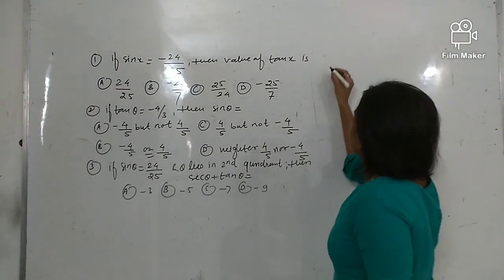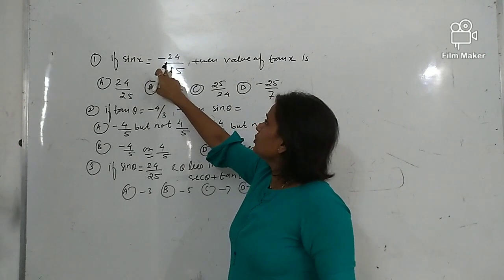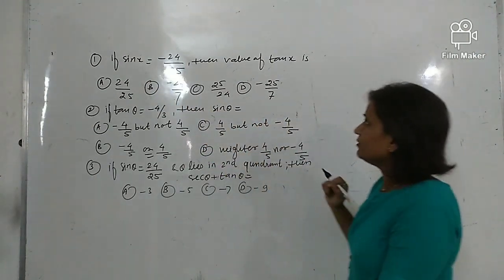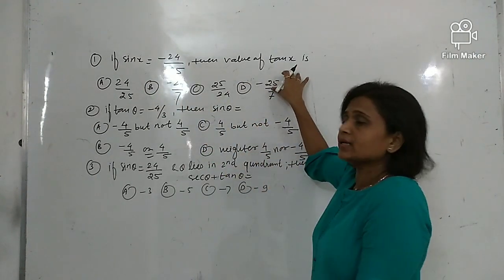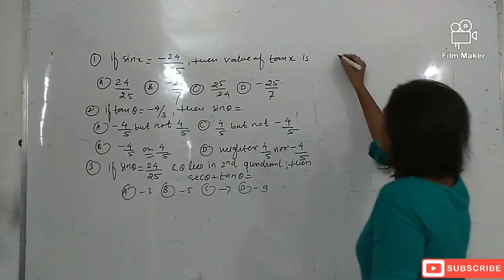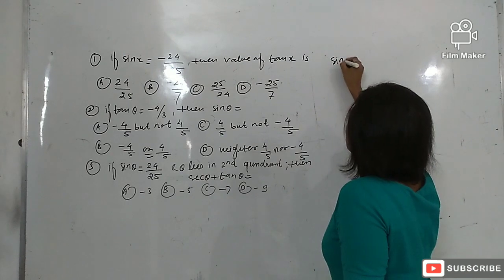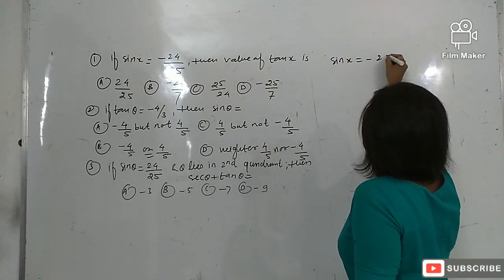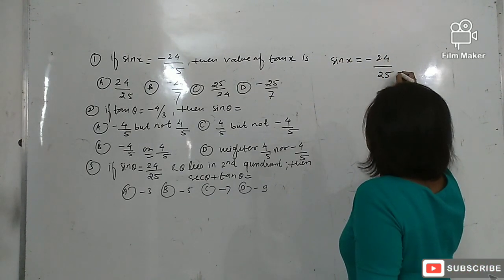So next question is that sin x is equal to minus 24 divided by 25, then the value of tan x. This sin ratio is given and you have to find the value of tan x. So start from the given value. The given value is sin x is equal to minus 24 divided by 25.